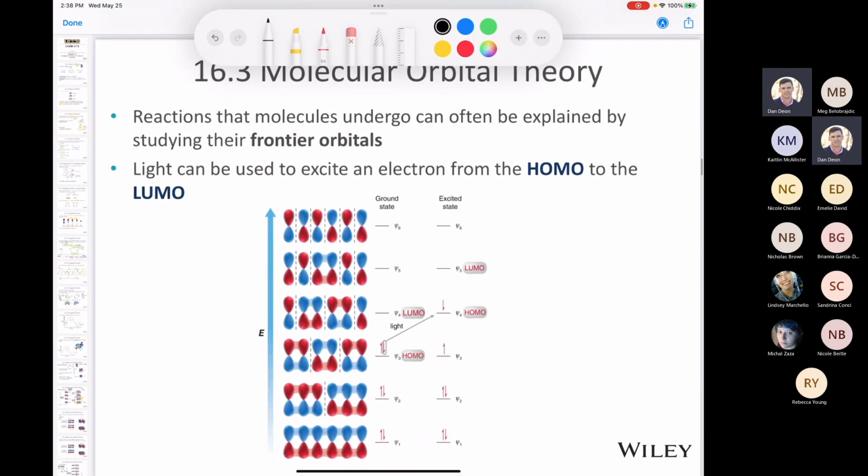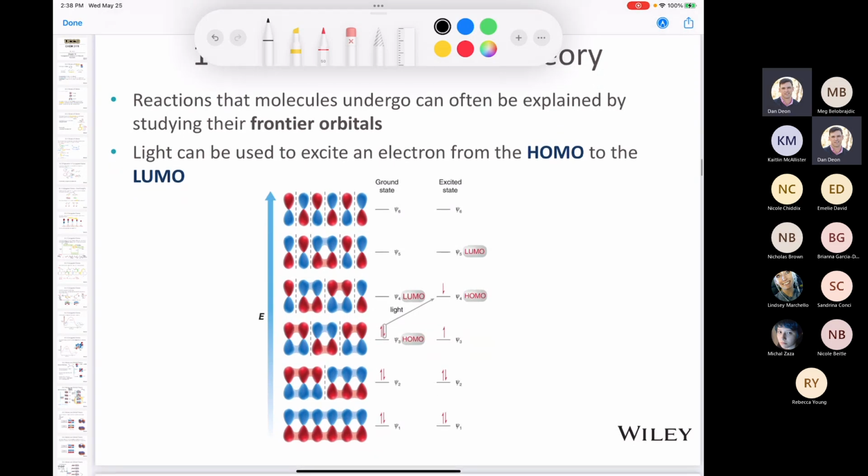Now, something that we're not really going to worry about in this chapter, but if you have an inquiring mind and want to read the entire chapter, which I always recommend doing, I mean, it won't take that much time of your day to do it. If you read the remainder of the chapter, meaning section 16.8 through to the end, it'll talk about what are called frontier molecular orbitals.